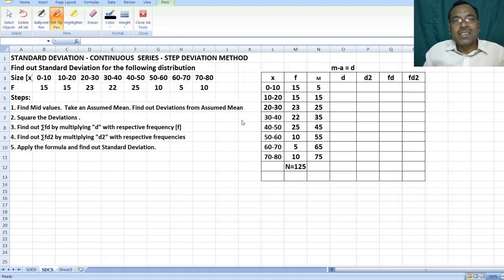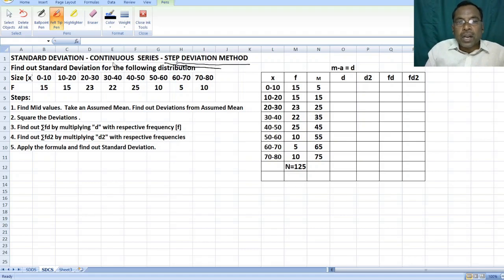Hello students, we are with another problem in standard deviation method. Under this method, we are going to find out standard deviation in continuous series through the step deviation method. The following are the steps.